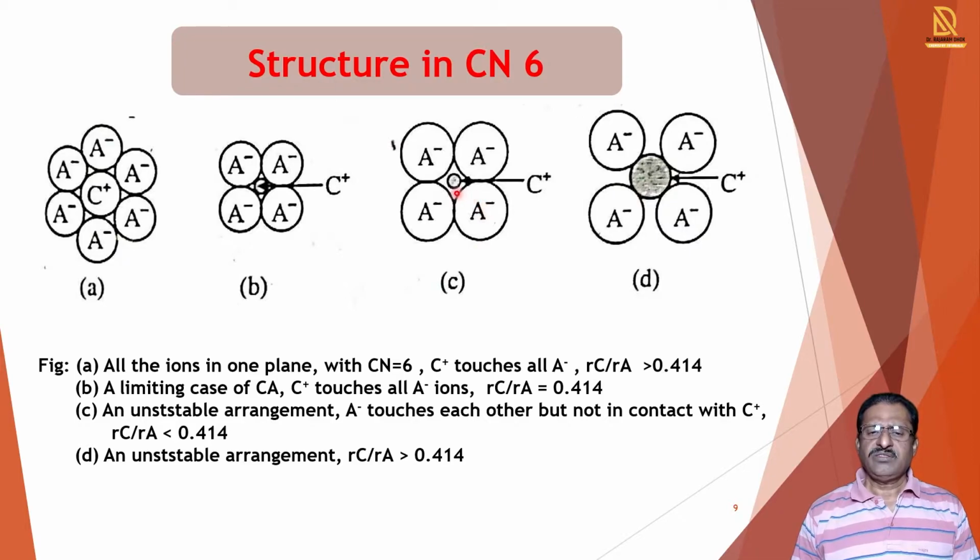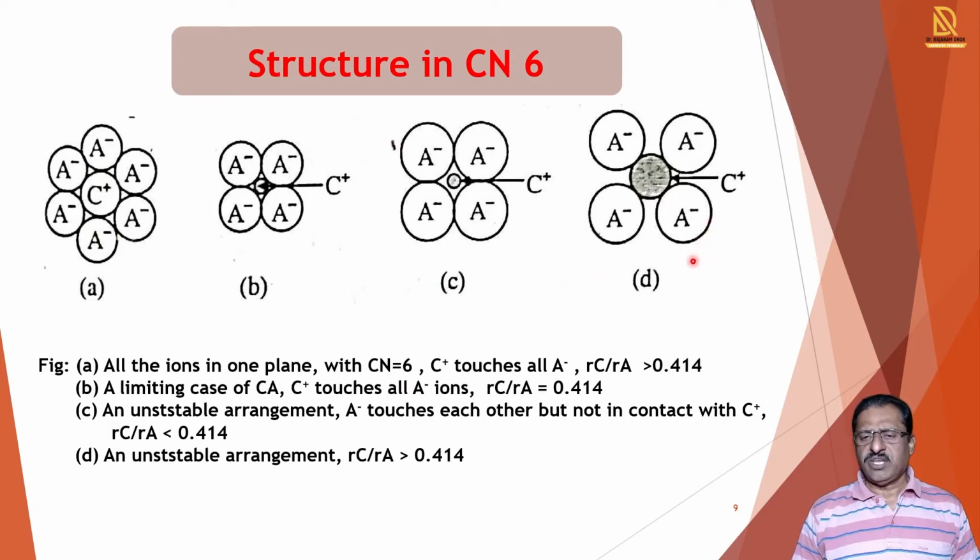In that, cation size is smaller and the cation does not touch the anion. So here attractive force is less and repulsive force is more. And so this is an unstable arrangement, and in that unstable arrangement, the radius ratio of cation to anion is less than 0.414. And so this decreases the stability of that compound.